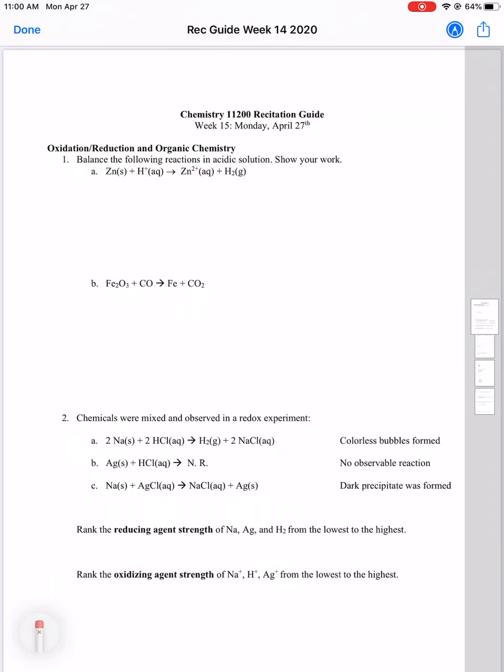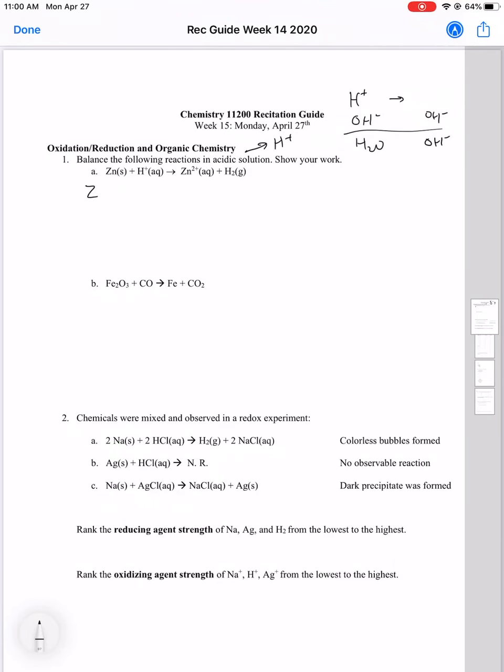Balance the following reactions in an acidic solution. So remember, acidic means you're using H plus to balance it. If you do have to do something with a basic solution, you can always do H plus and then add an OH minus to either side. And then you end up with H2O and OH minus, and it'll still be the same charges and everything will balance, but it's in a basic solution instead. But this is an acidic solution, so very straightforward.